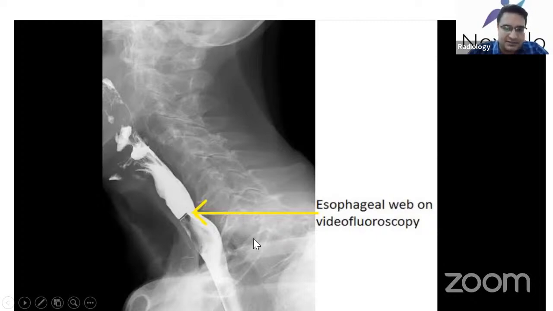Can you appreciate this cervical spine? Okay, this is the lateral view. Now what we are looking at, can you see this small line? There is a defect out here. What is this? This is called an esophageal web. Okay. This is a direct question. You are going to get an image like this and the patient will present with difficulty in swallowing, with pain. Okay. So this is an esophageal web.